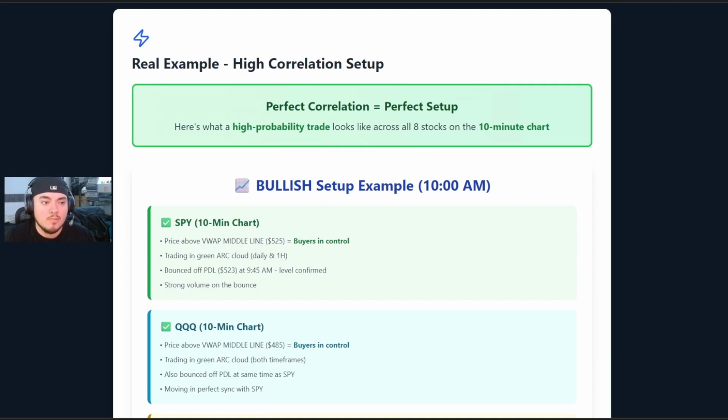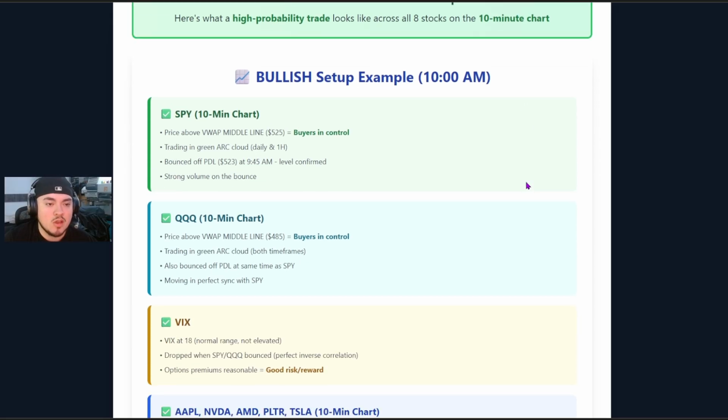So, example, high correlation setup, perfect setup. Here's what a high probable trade looks like across all 8 stocks on the 10-minute chart. So, bullish example setup, 10 a.m., after you wait the first 30 minutes, waiting for a clear decision in the market, waiting for the amateur move to get out the way.